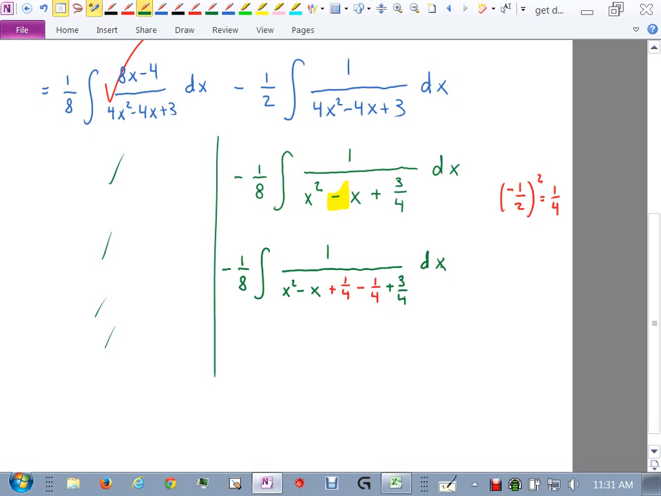The first three terms are guaranteed to factor, perfect square trinomial, right? And it'll always be in parentheses x and then this number, so minus 1/2. x minus 1/2 squared. And then the last two numbers, when we put those together, we get 1/2. So plus 1/2 dx.